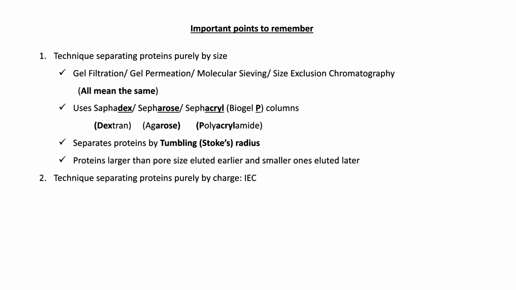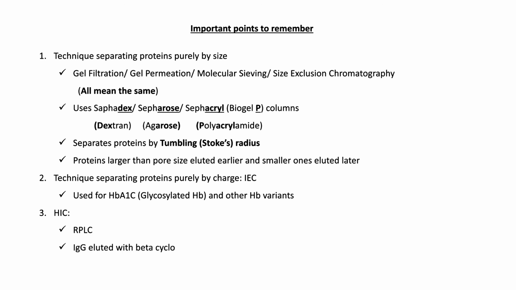Technique separating proteins purely by charge: ion exchange chromatography, and it is used for HbA1c and other hemoglobin variants. Hydrophobic interaction chromatography, also called reverse phase liquid chromatography, and immunoglobulin G is eluted with beta cyclodextrin as competitor. Chromatography with best resolution is HPLC.